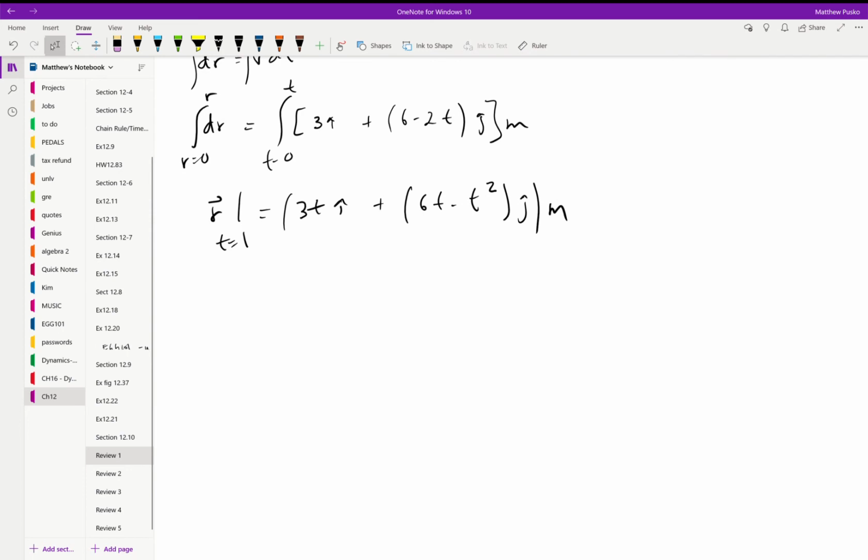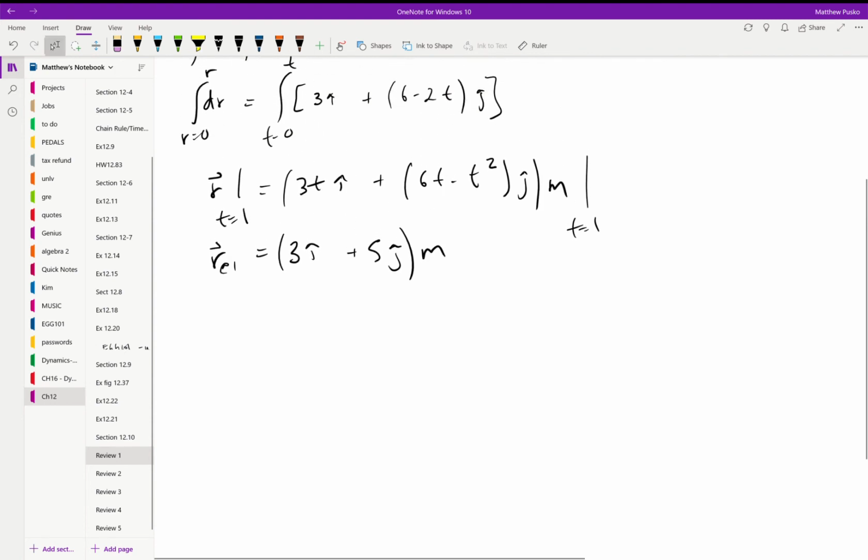Okay, evaluating this at t is equal to 1, I get r at 1 to be equal to 3 times 1. I'm just going to go ahead and write the final product. And then if it's a position, this would be in meters. This would be meters per second.